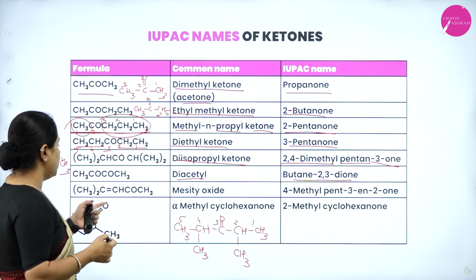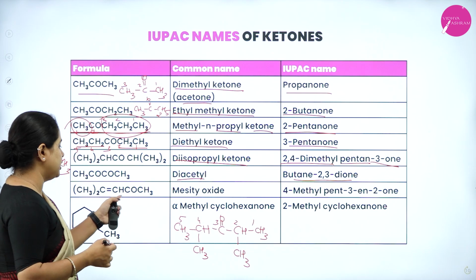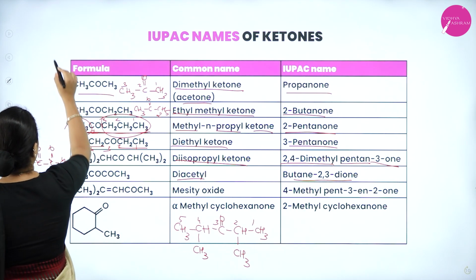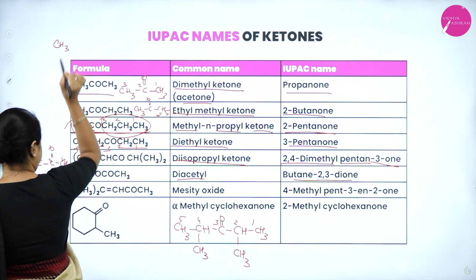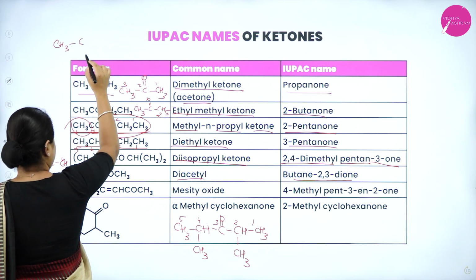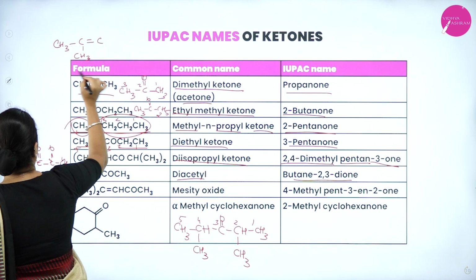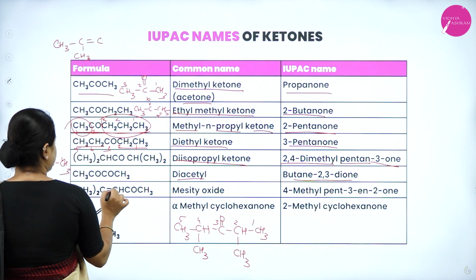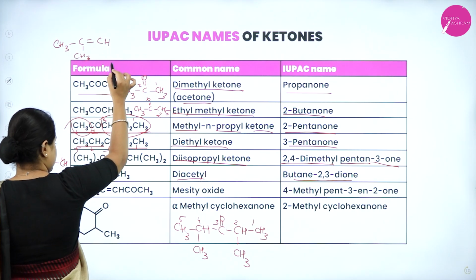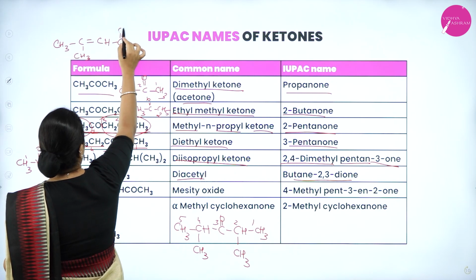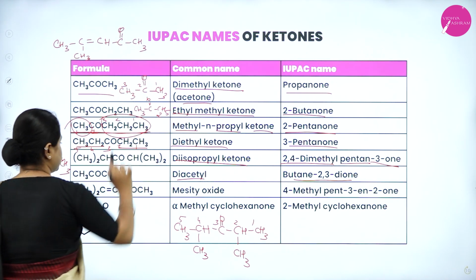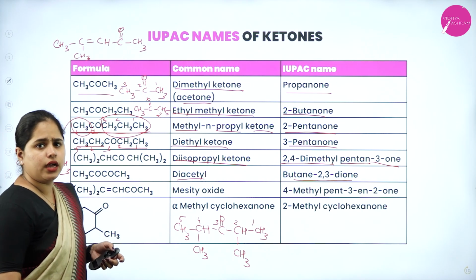Next one, (CH3)2C=CH-CO-CH3. So that is you have one CH3. Then you have the C double bond C, and on the same carbon atom you have another CH3. So this is the (CH3)2C double bond CH. You have the ketone and another CH3. So this is the structure. So how do you write the IUPAC name?